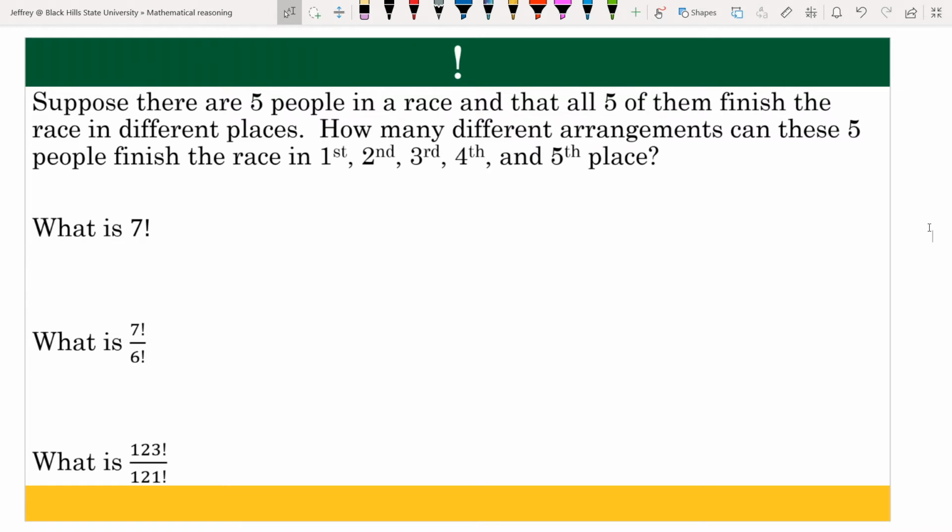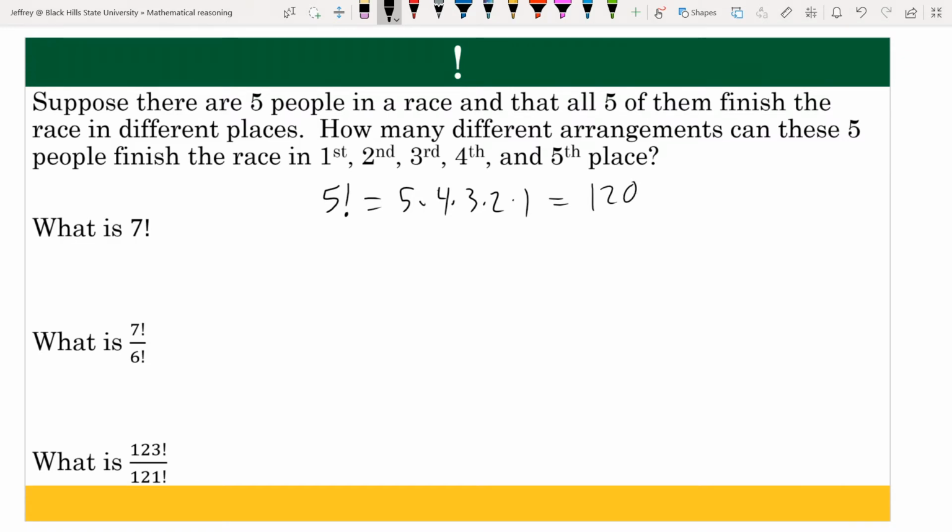So suppose there are 5 people in a race, and we want to figure out how many ways those 5 people can finish in different places. Now, we are going to exclude any kind of ties in any of those positions. So assuming that we have a definitive first, second, third, fourth, and fifth place winner, how many ways can we arrange those 5 people? Well, there are 5 people and we're selecting all of them. So 5 factorial is 5 times 4 times 3 times 2 times 1. And I believe this gives us 120.